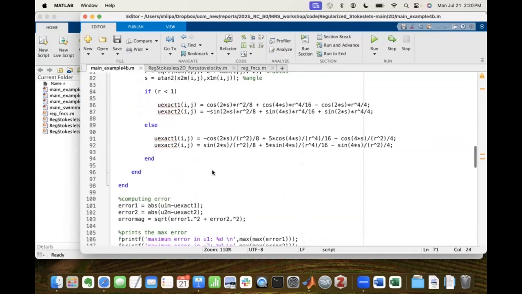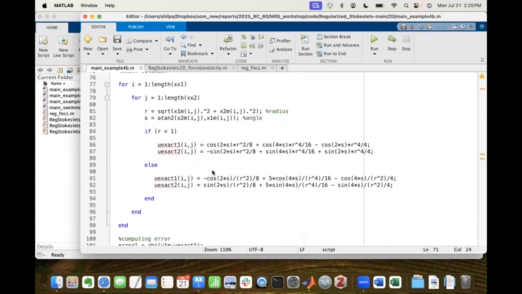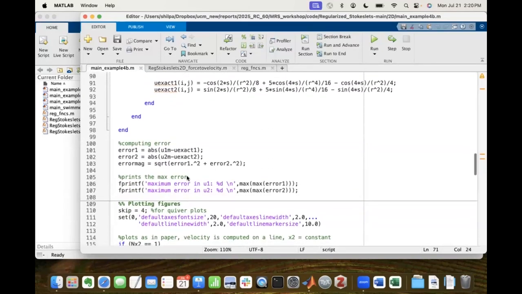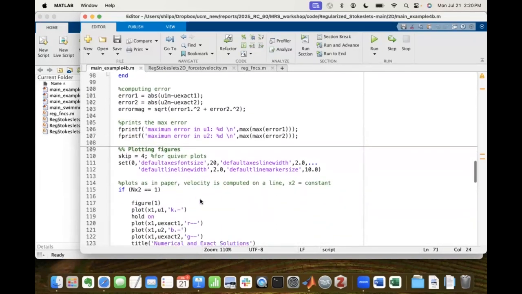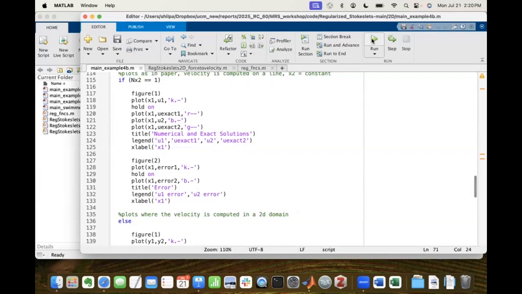I've coded up the exact solution for us here, which I believe is given in the paper. And then compute errors and do some plotting. So we can run this, and hopefully it's going to work.